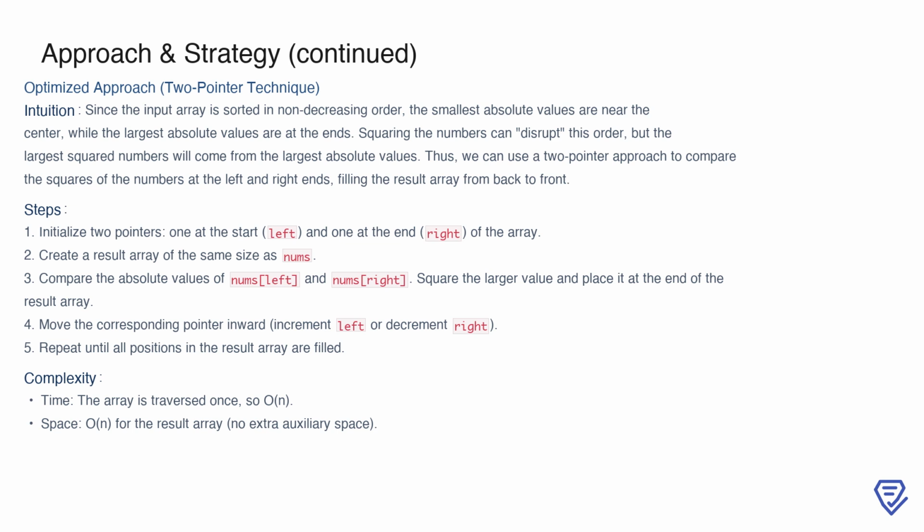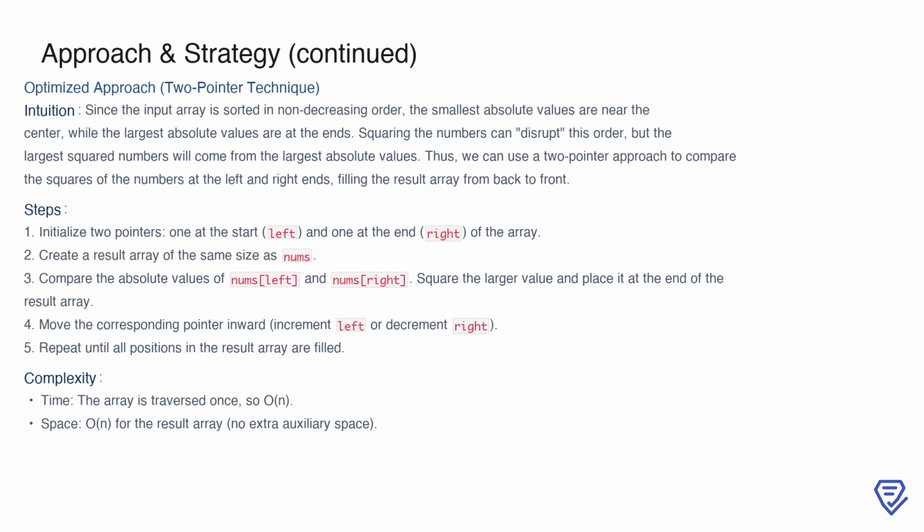Here's how this works step by step. We start with two pointers, one at the beginning of the array, called left, and the other at the end, called right. We also create a result array of the same size as the input. Then, we compare the absolute values of nums[left] and nums[right], square the larger of the two, and place that squared value in the last available position of the result array. We then move the corresponding pointer inward, either incrementing left or decrementing right.